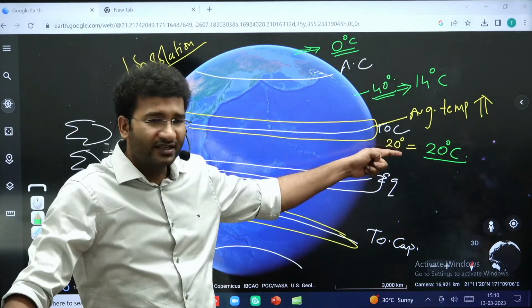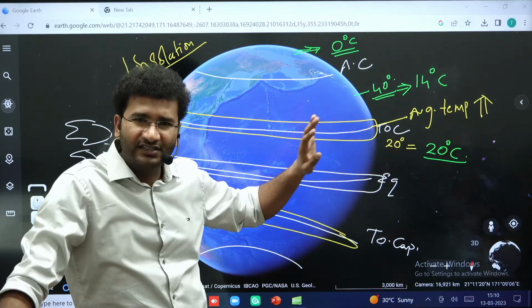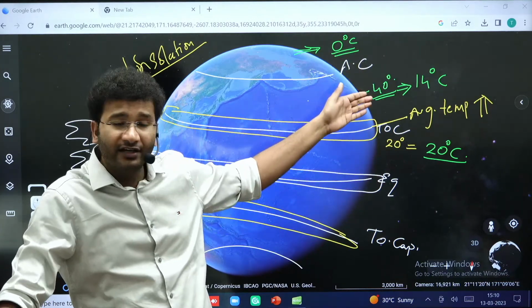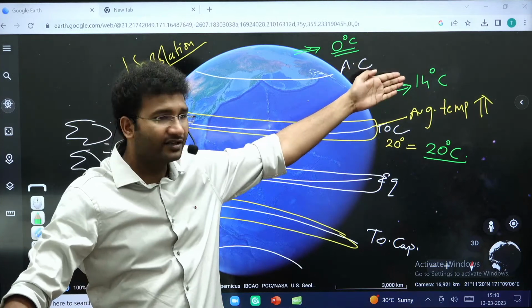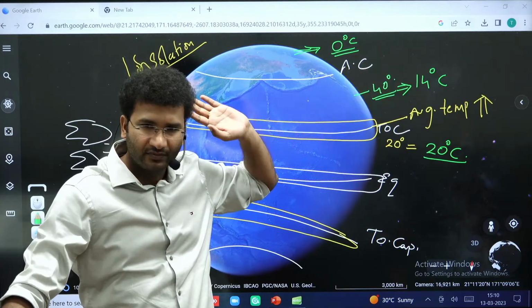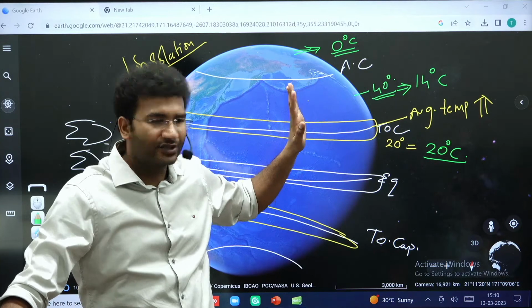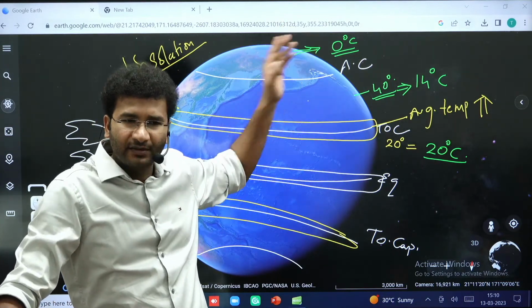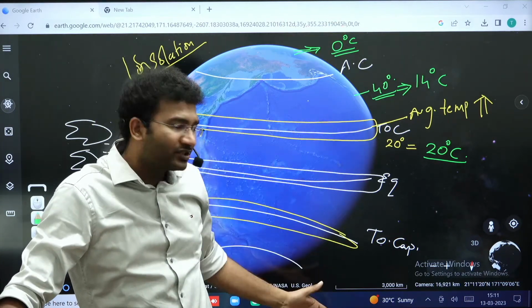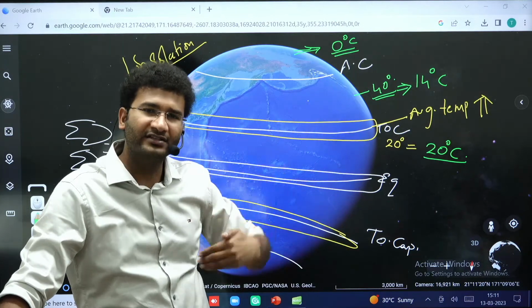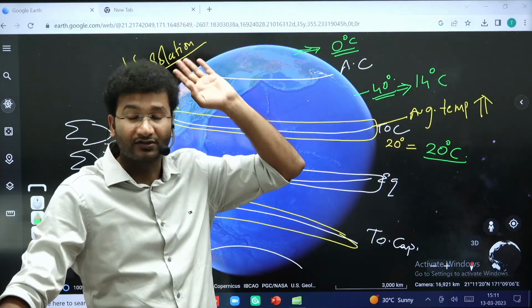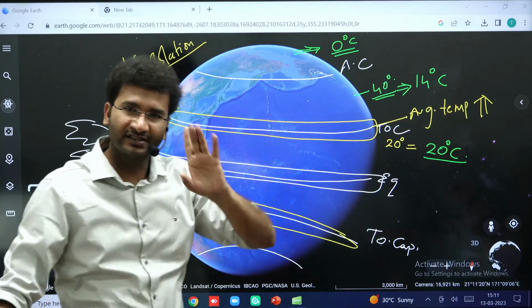Now 20 degrees Celsius at 20 degrees latitude is the average temperature, and then go to 40 degrees latitude, you will find 14 degrees Celsius. Why? Insolation, right? It is seasonal insolation, and then in the polar region, the temperatures are always low. Now this is the influence of latitude. The influence of latitude comes from the insolation, right? This is the first factor.